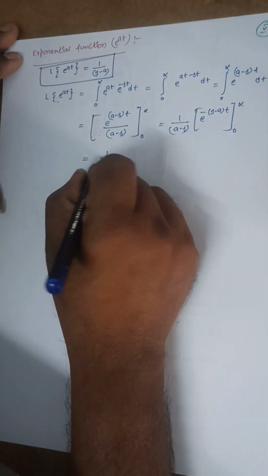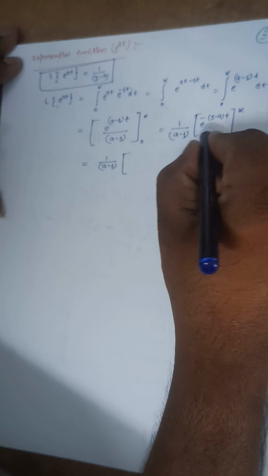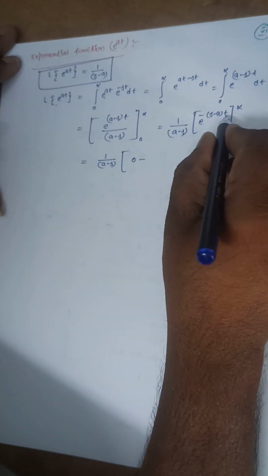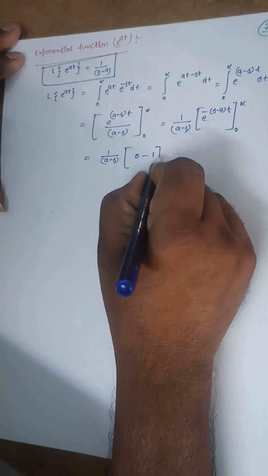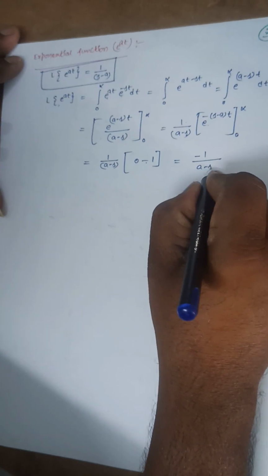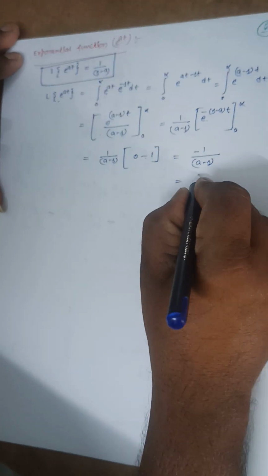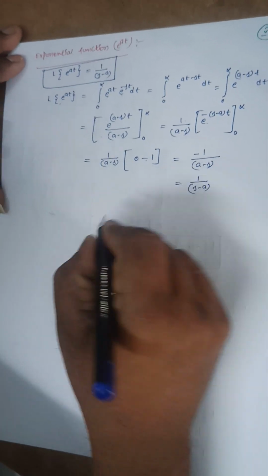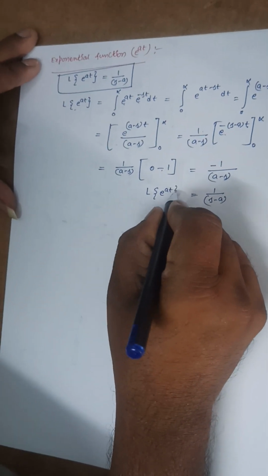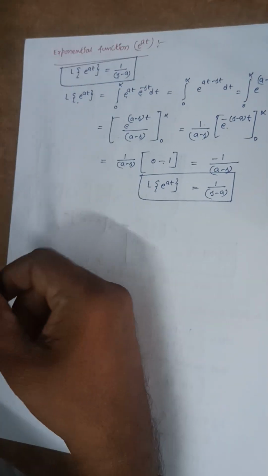So here 1 by a minus s into, if I substitute infinity, e power minus infinity is 0. If I substitute 0 in place of t, e power 0 is 1. So it is minus 1 divided by a minus s. If I take the negative sign into the denominator, it becomes 1 by s minus a. So this is the Laplace transform for the exponential function.